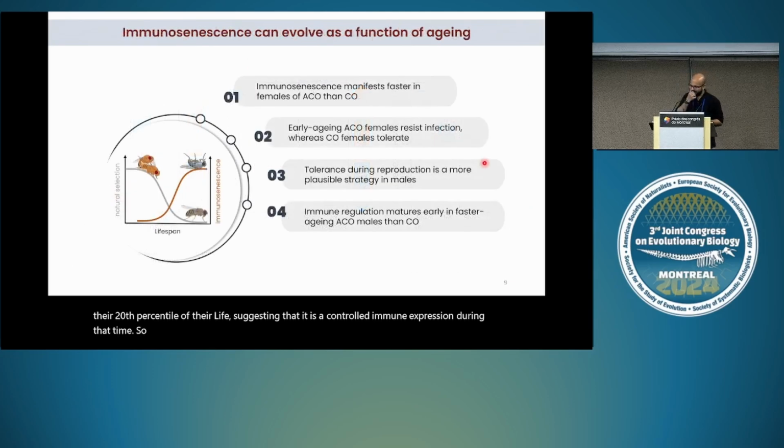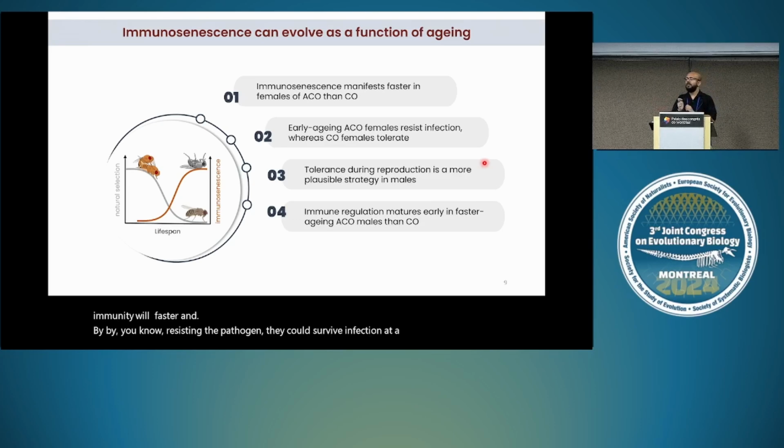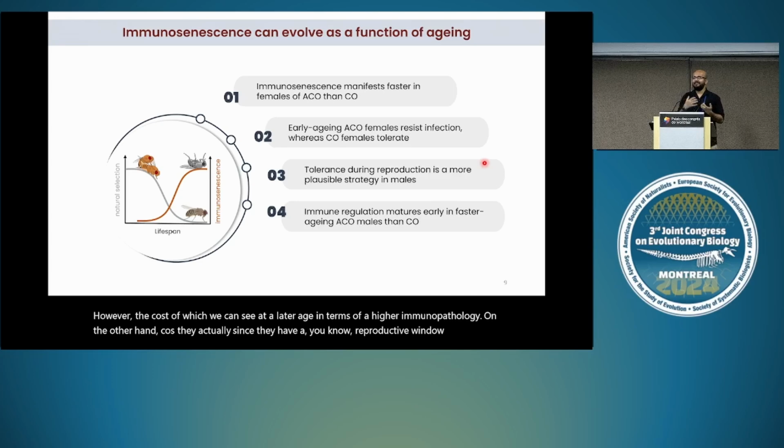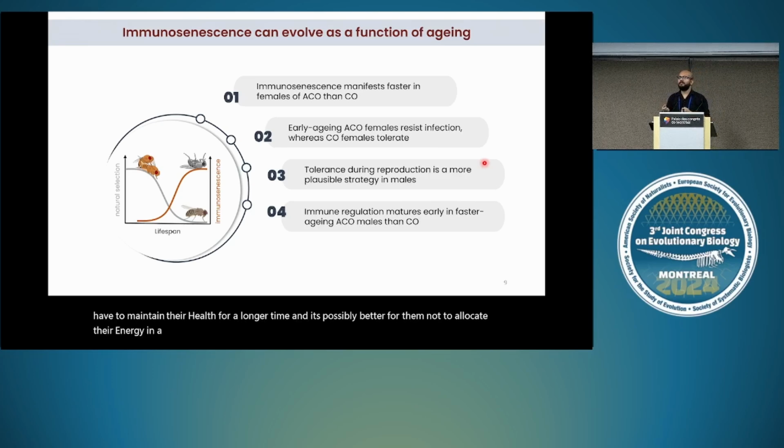So to summarize, since ACOs develop faster, we may expect that their immunity will mature faster, and by resisting the pathogen, they could survive infection at a very early age. However, the cost of which we can see at a later age in terms of higher immunopathology. On the other hand, COs, since they have a reproductive window later, they have to maintain their health for a longer time, and it's possibly better for them not to allocate their energy in a very high energy intensive resistance mechanism, but into a tolerance mechanism.